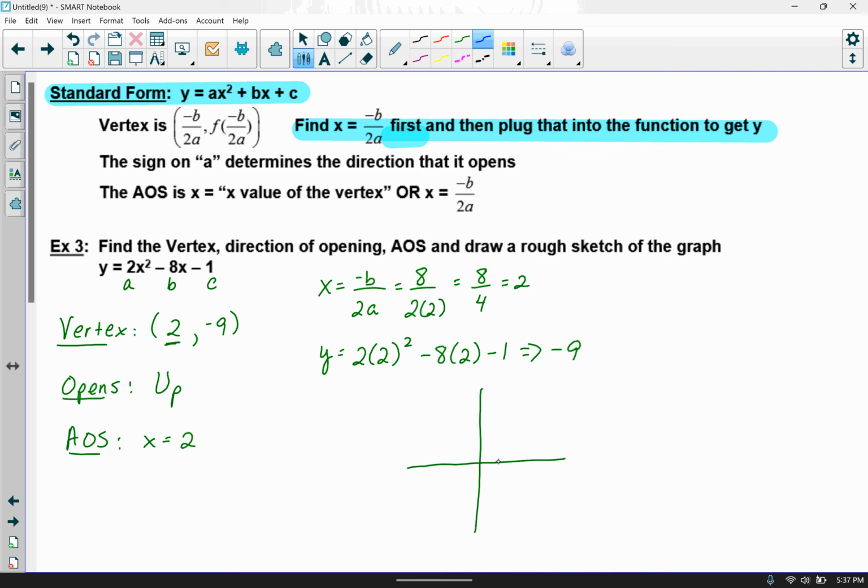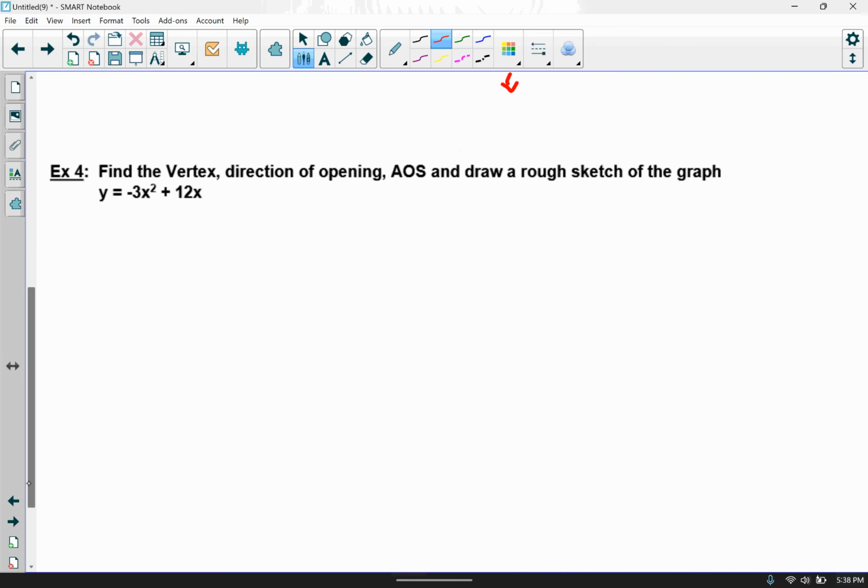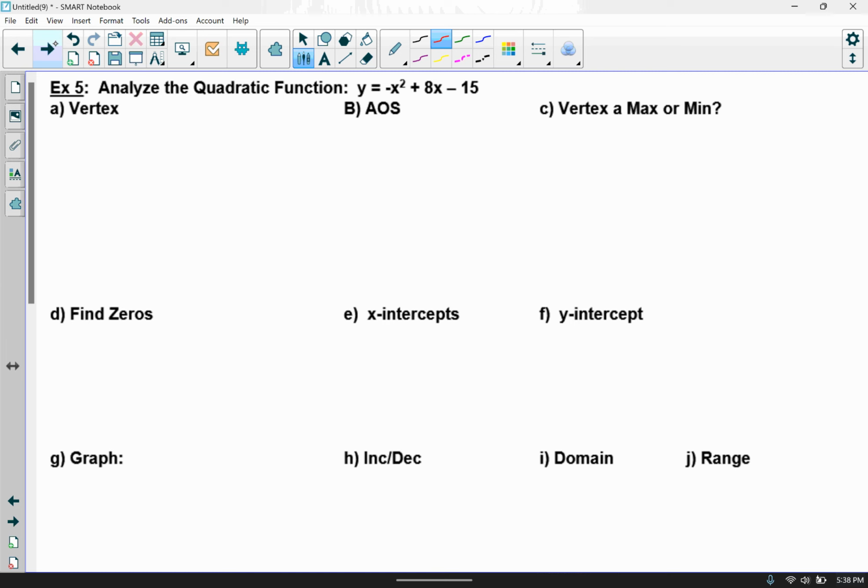So I'm going to plot this vertex, positive 2 and then negative 9. I'm just going to count by 3's over here. So 3, 6, 9. So 2, negative 9. And I'm opening up. And we can put that axis of symmetry in there as well. And there you have it, a rough sketch. Again, I'll let you try example 4 on your own. I'm going to flip it over. I am going to do example 5 with you and then let you try example 6 on your own, okay?